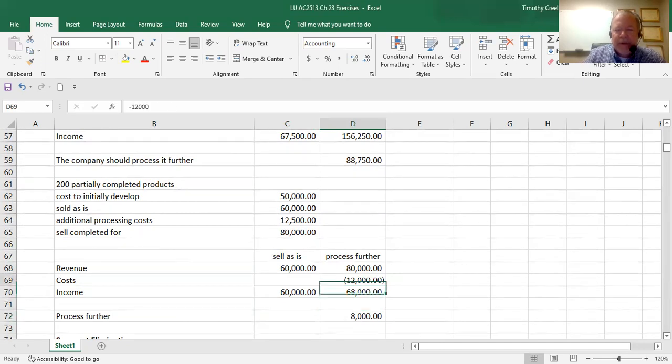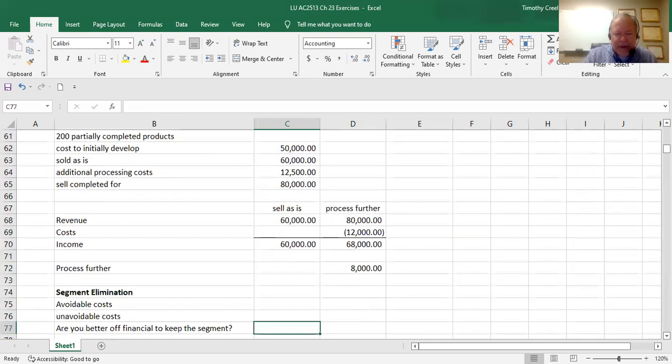Now, one other thing I wanted to mention: again, remember that the cost to initially develop, to take it to the point where you can sell as is or process further, does not factor into the decision. So notice I've not included that in the decision here. And here's another way to think about it.